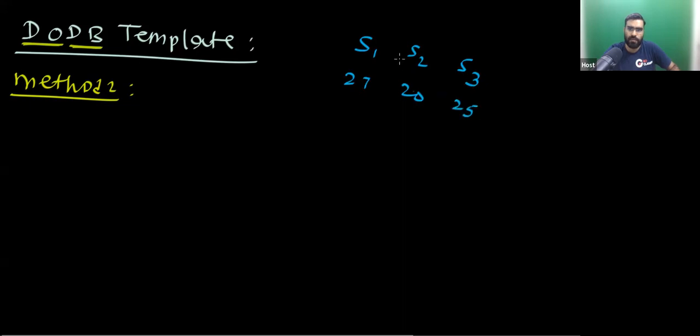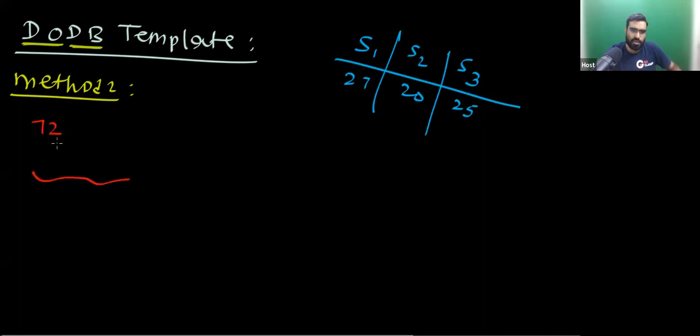Okay. And what is method 2? Method 2 is the simple analytical method. See, S1 needs 27, S2 needs 20, and S3 needs 25, right? This is the distribution. Now you tell me what you should do. Total 72 students are there. Total, these many students we have.